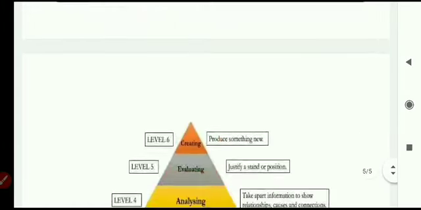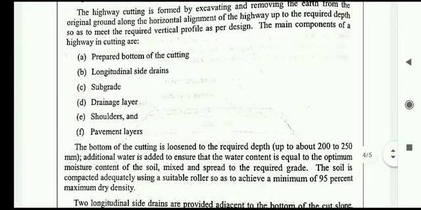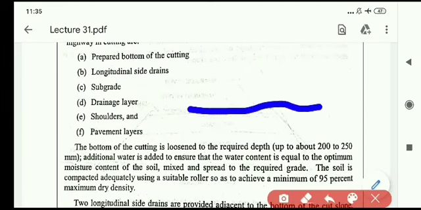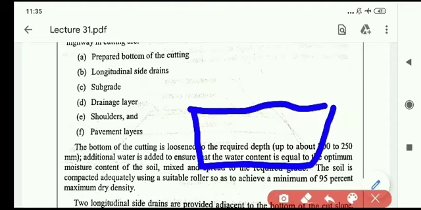Okay, so what we are doing here, example I'll show you. Let us consider this as a ground. Here we are going to cut like this. Cutting is done. So, preparation of the bottom cutting, longitudinal drains, because as the cutting is done, this is below the ground strata.